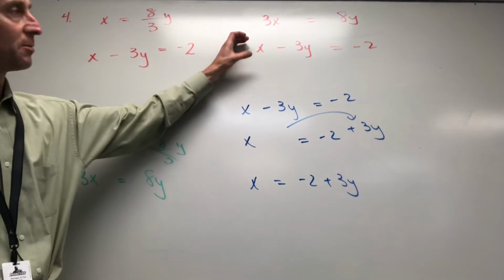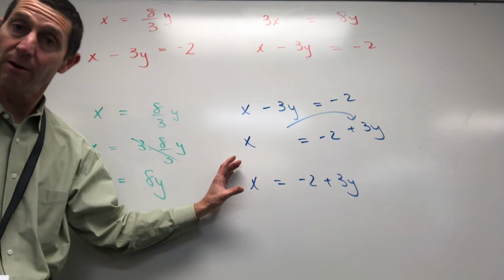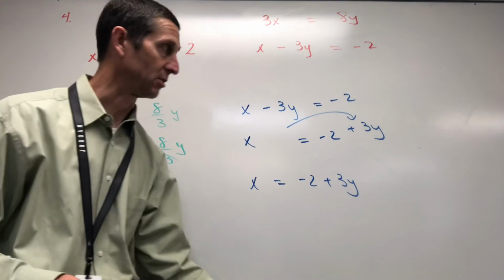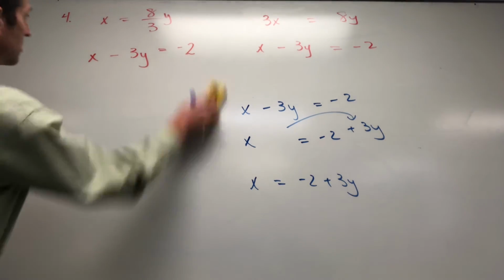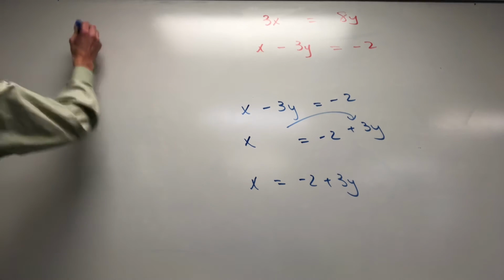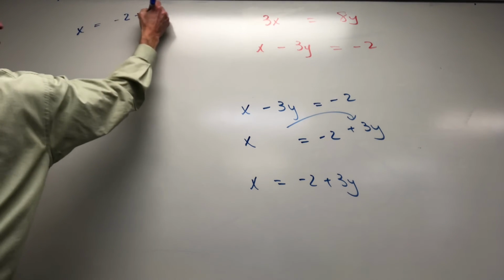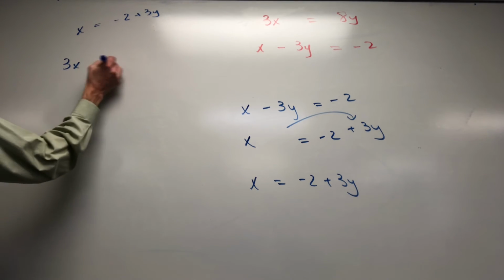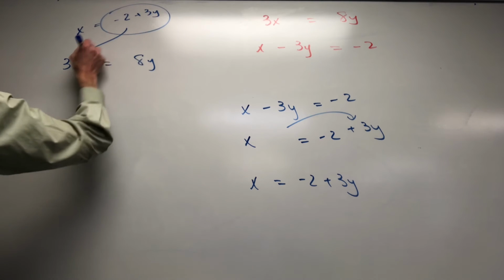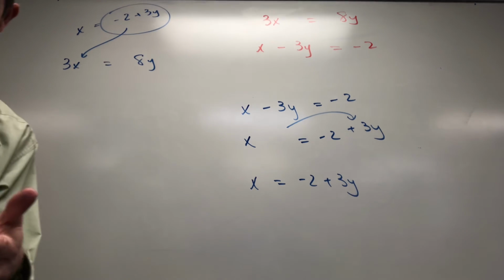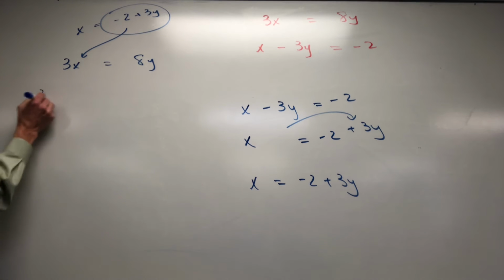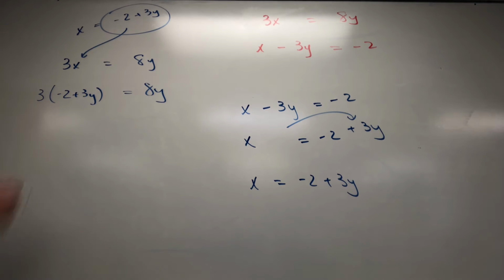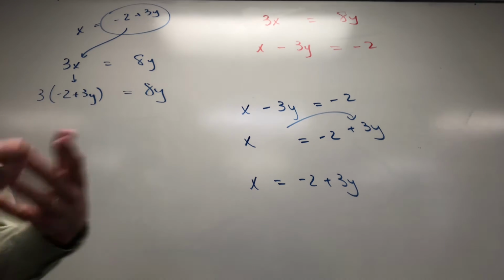Okay, so I took this bottom equation, I identified an easy letter I wanted to work with, and I got it all by itself. Now I've got to substitute from one equation into the other. So I have my equation x equals -2 plus 3y. My other equation is up here. This is what I plug in for. 3x equals 8y. So I'm substituting from one equation into the other. 3 times -2 plus 3y equals 8y. So we got it. We drop it in there. Now we can just distribute the 3.